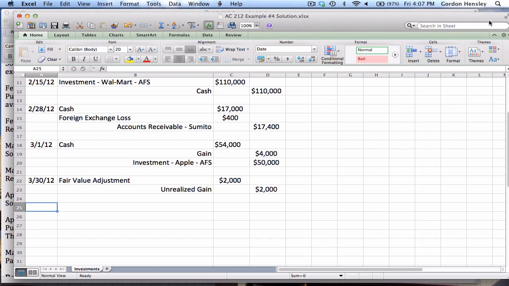And occasionally those turn out to be losses. If they turn out to be a loss, you would reverse those titles. You would debit unrealized loss and credit fair value adjustment. So you can move that around to suit whatever the situation is.